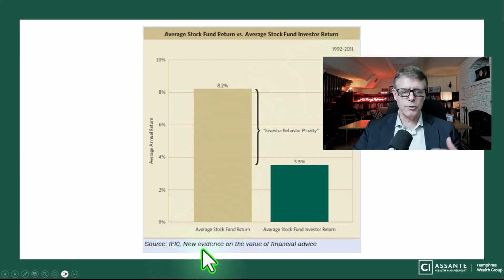And what IFIC, which is a research group, did is they asked, what was the average performance of the stock mutual funds over that time period? It was 8.2% compounded rate of return. What was the average return of the investors buying those funds? It was 3.5% compounded returns. So the researchers asked, well, what is that difference? They referred to it as the investor behavior penalty. So there were certain behaviors that the investors were engaging in that actually hurt their performance. Now we can use this in our planning as well.